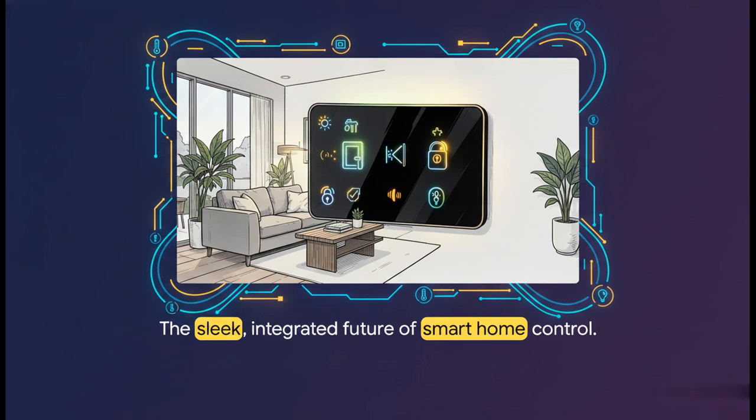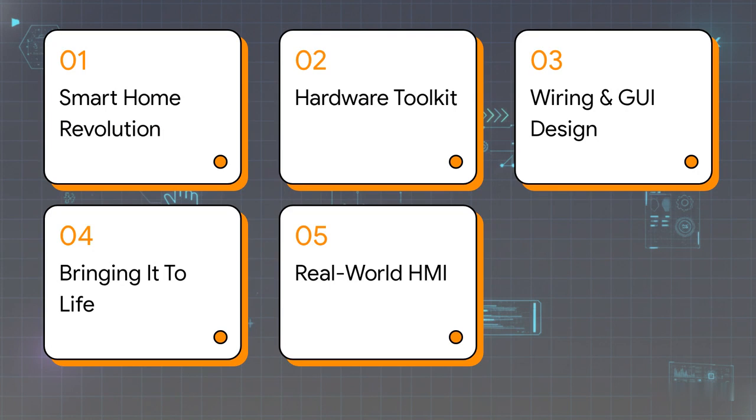We're going to look at how to build a human-machine interface, or HMI for short. This sleek, centralized digital canvas you see here, that's what we're aiming for. By the end of this explainer, you'll understand the exact embedded logic you need to build a system exactly like this from scratch. Here's our roadmap for today. We'll quickly cover the smart home revolution, meet our hardware toolkit, connect the dots with wiring and GUI design, bring it all to life in a simulation, and finally look at some real-world HMI applications.